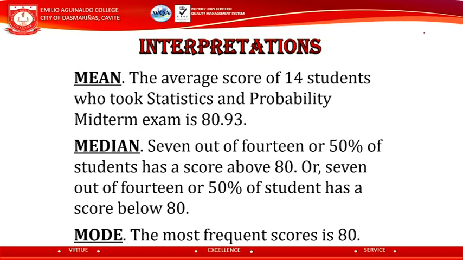Okay, for the interpretations, we have here the average of 14 students who took the statistics and probability midterm exam is 80.93.